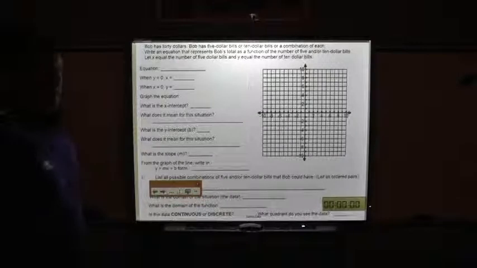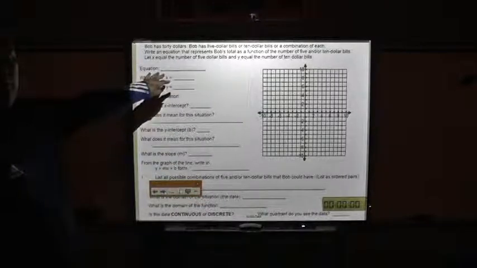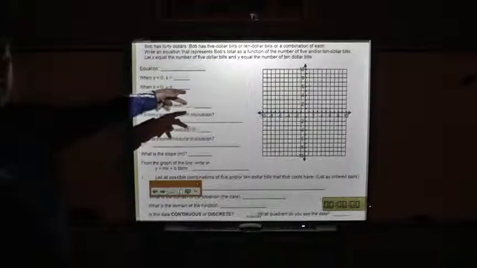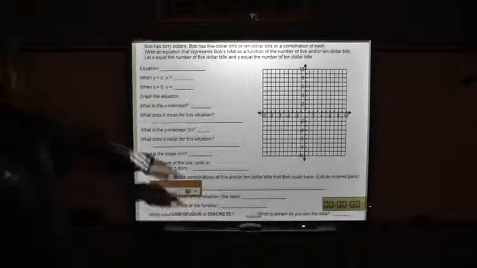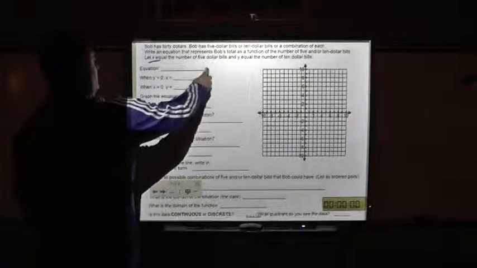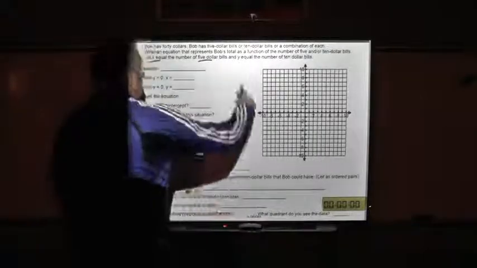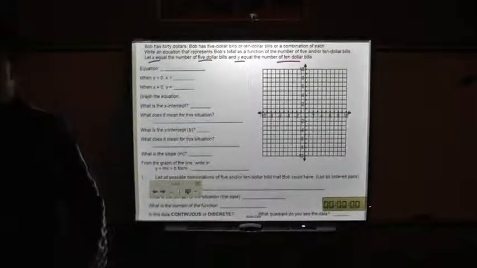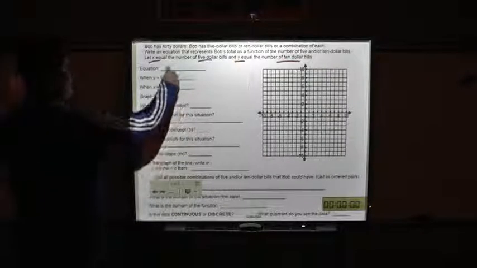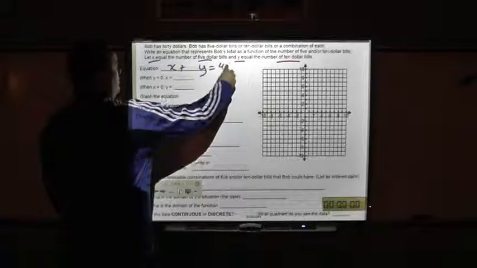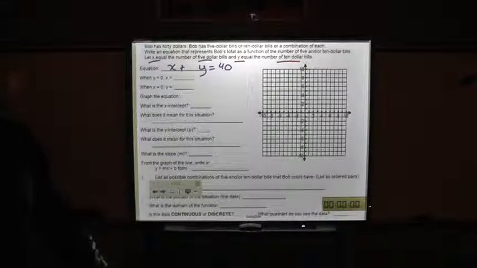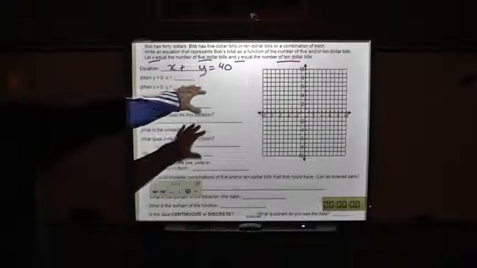Now, as we look at this, to get the total amount of money, you have to add. Now look what we have here. X is the number of $5 bills. Y is the number of $10 bills. So if we're going to do that, let's add the number of x, which is $5 bills, plus the number of y, $10 bills. That's going to equal 40. Now something we're going to talk about a lot more next semester, but I want to mention it now. 40, that stands for the amount of money.